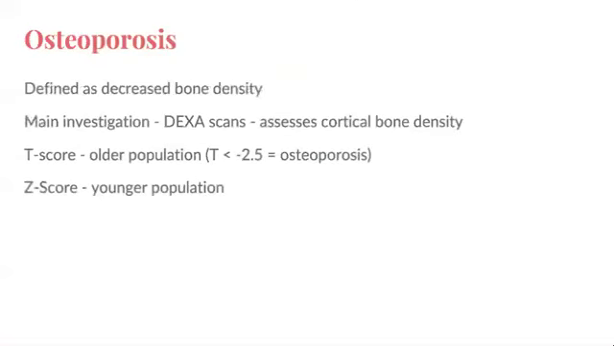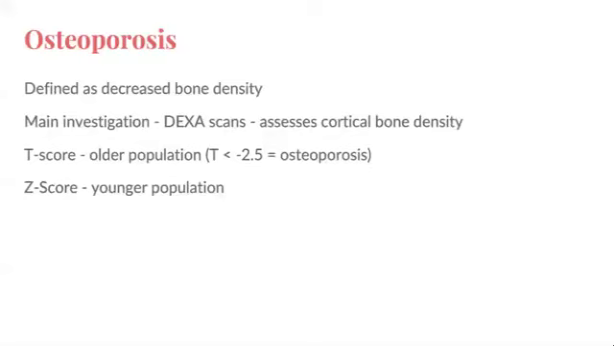We'll now touch on osteoporosis. Osteoporosis is defined as decreased bone density. The main investigation that we'd use is the DEXA scan, which will look at the bone density. In older population, you use the T-score. In a younger population, you use the Z-score. So the T-score of less than minus 2.5 is defined as osteoporosis. Any more than that, it would be osteopenia. And then, of course, there's normal as well. But we'll just look at osteoporosis.